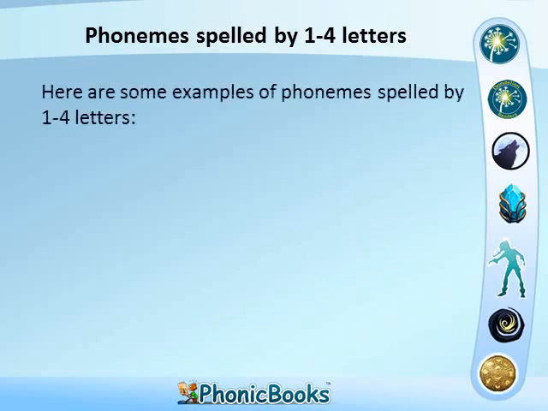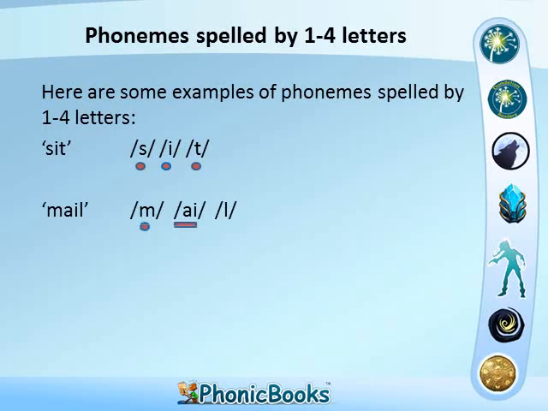Phonemes spelled by 1 to 4 letters. Here are some examples. In the word sit, the phonemes are s, i, t. Each phoneme is spelled by one letter. In the word male, the phonemes are m, ay, l. The phoneme ay is spelled by 2 letters.